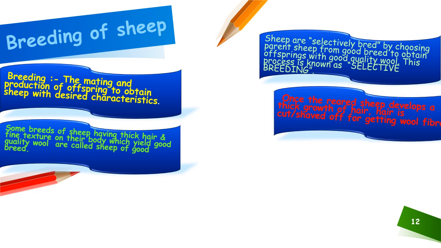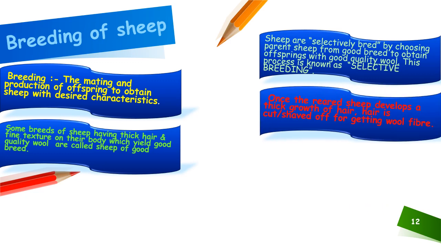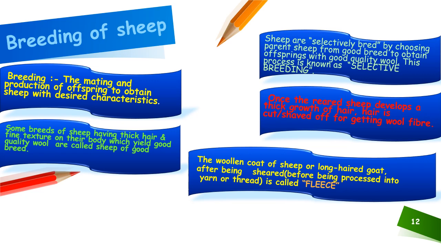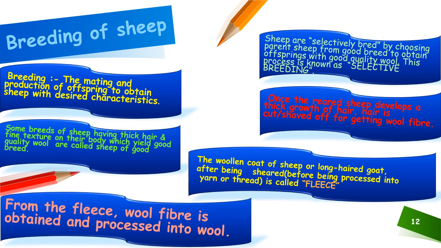When the reared sheep develops a good thick coat of hair, the hair is shaved off to get wool fiber. The woolen coat of sheep or long-haired goat, after being sheared, is called fleece. From the fleece, wool fiber is obtained and processed into wool.